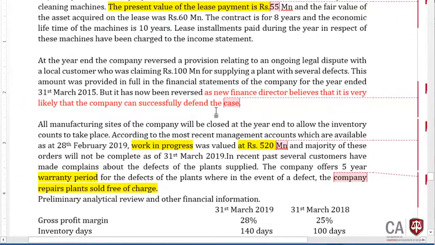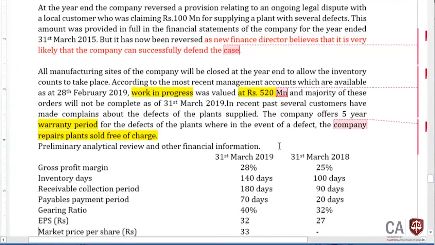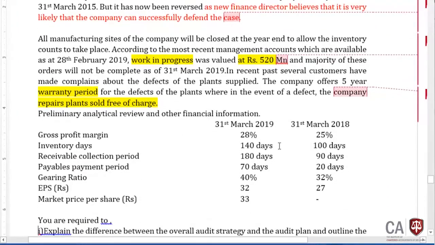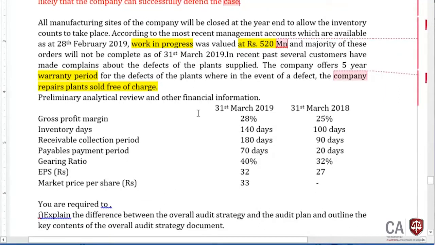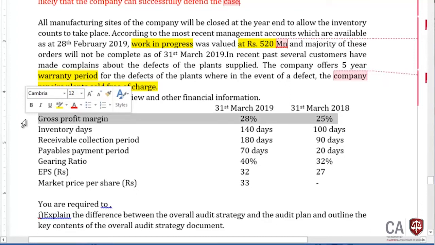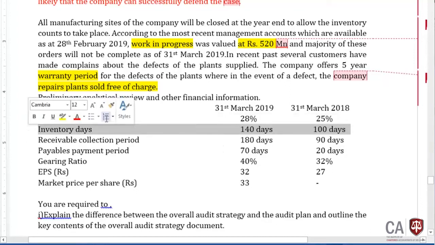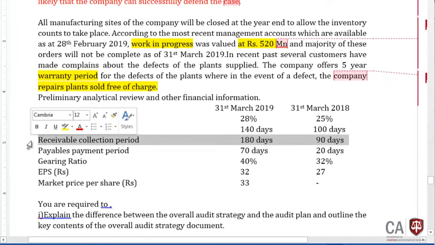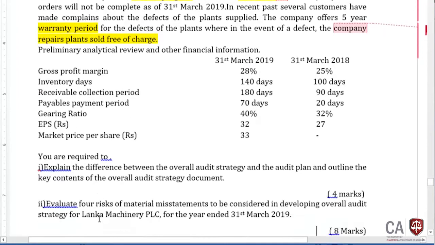I think we have discussed more than 5 answers. You can see overall how many points we have written. At the same time, they have given us the analytical review result, which we can also look at. There is a significant increase in GP. And when it comes to inventory days, we can see that the inventory has increased and the debtors have increased, right. For example, you may want to write, can there be a possible debtor impairment issue, because this has increased. Some of those figures are given. This is a listed company, right.